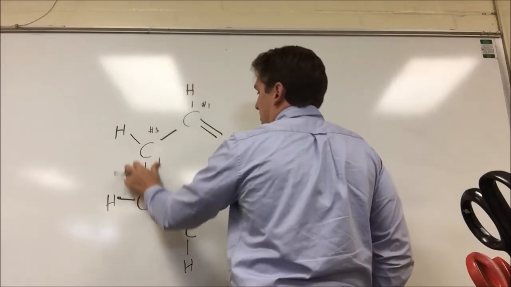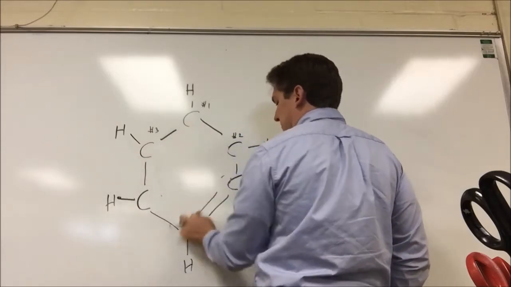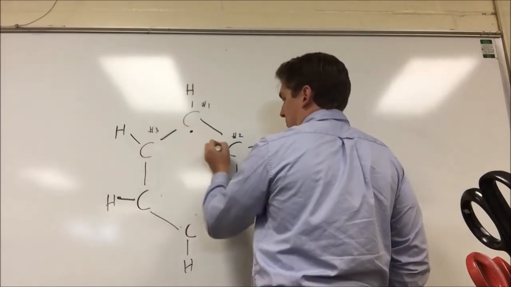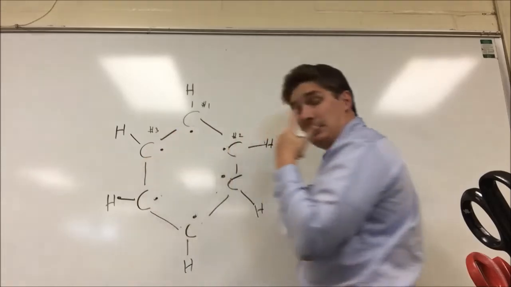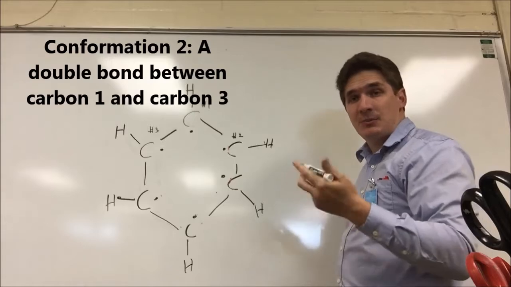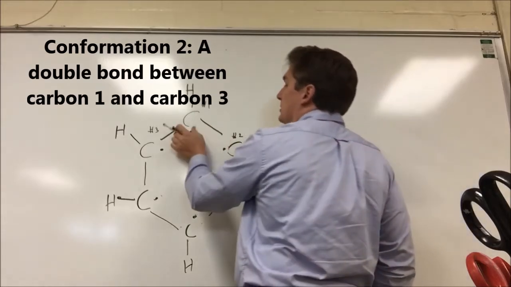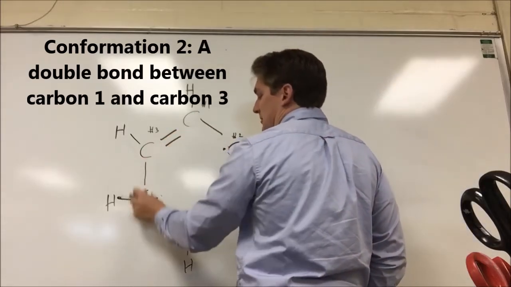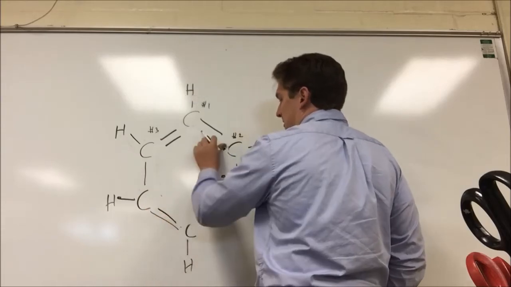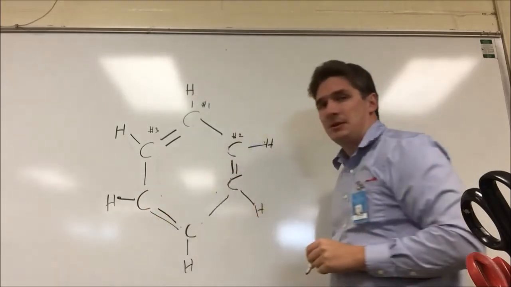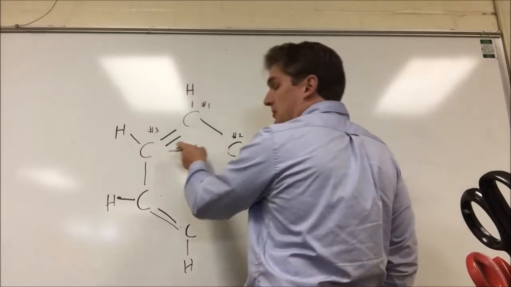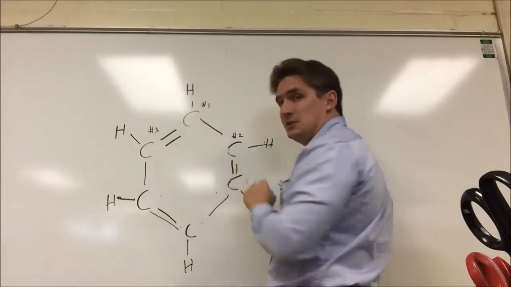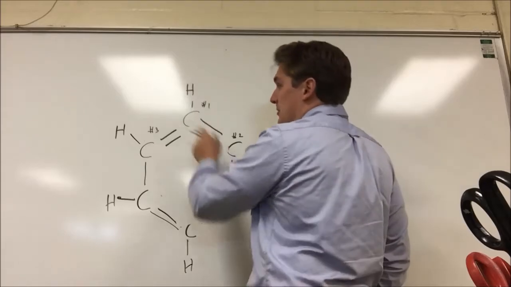But let's say we go back to our initial drawing. We have our 6 unpaired electrons. And now we decide that instead of forming an initial bond between carbon 1 and carbon 2, we're going to form a bond between carbon 1 and carbon 3. So we've got a double bond here, and double bond here. What's changed is the double bonding between the carbons. In the first structure, we had a double bond between carbon 1 and 2. Now we have a double bond between carbon 1 and 3.